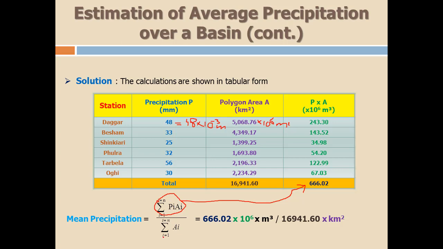Okay, similarly the total area, this one is the value which is here. So again, to make the unit consistent, remember to make the unit consistent. So putting the values, summation of Pi into Ai is 666.02 into 10 raised to the power 6 cubic meter, divided by 16,941.60, and the unit of this is square kilometer.